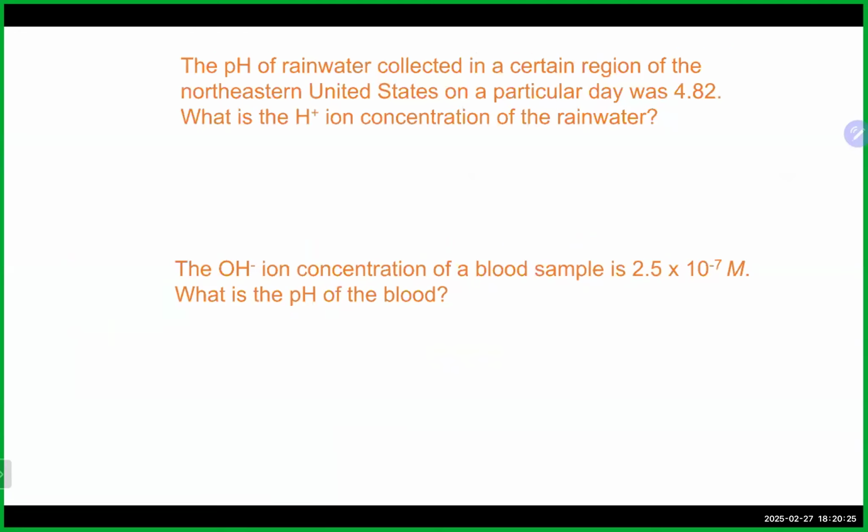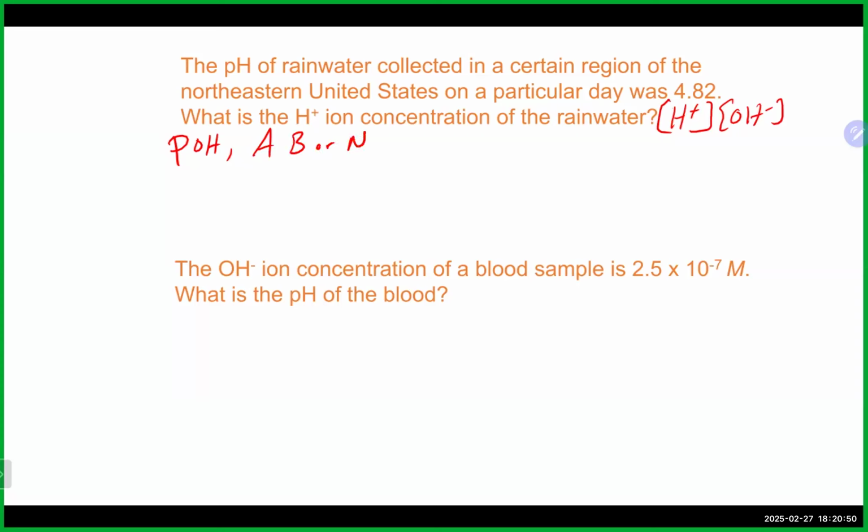All right, so I don't think we did any examples, so let's do some. The pH of rainwater is 4.82. Let's just make sure our calculator worked for everything. What is the H plus concentration? What is the OH minus concentration? What is the pOH? And is this thing acidic, basic, or neutral?